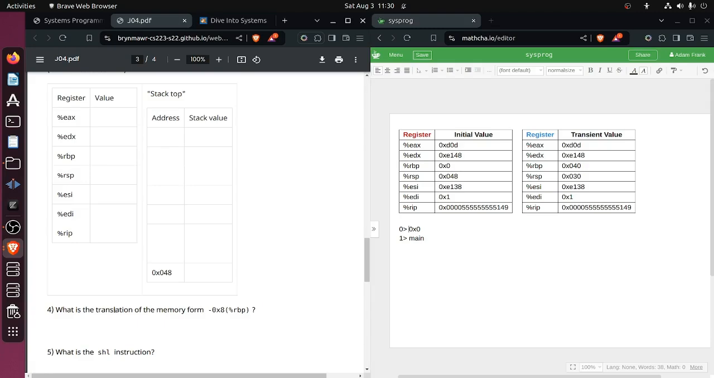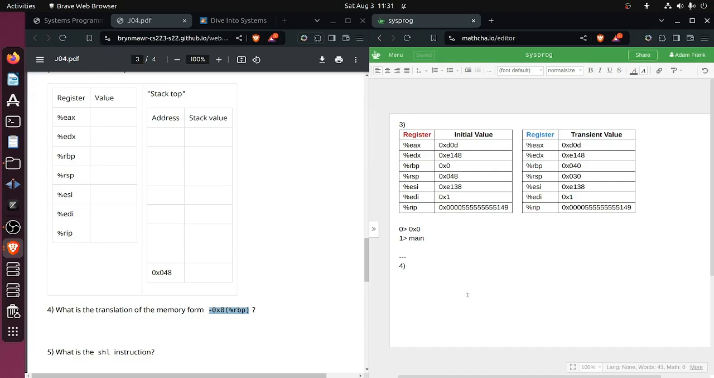So what is the translation of the memory form? And so here I am answering part 4. I guess we could say this is answering part 3. But part 4, right, so what are we doing here? We are going to take the address at RBP, whatever that is. I think in this part of the question, we're not necessarily meant to think about the specific values in the specific problem, but just to answer this somewhat more abstractly. What is this supposed to mean in general?